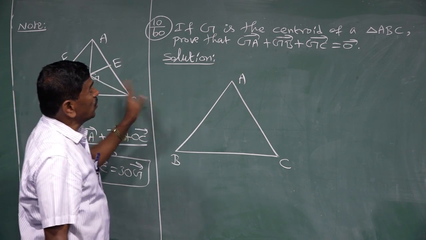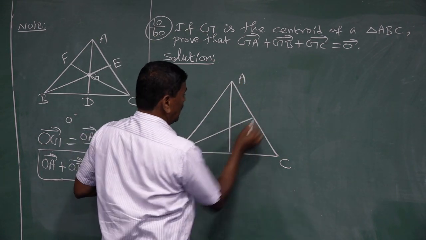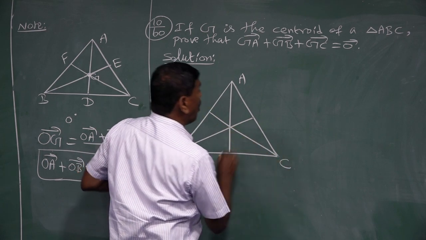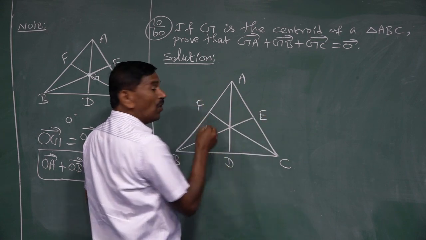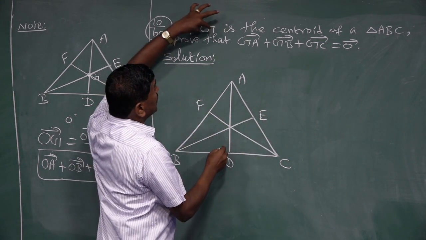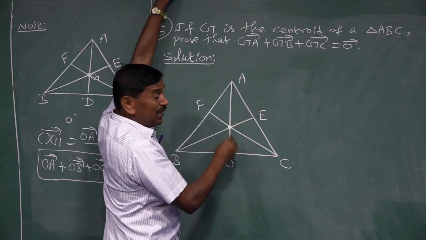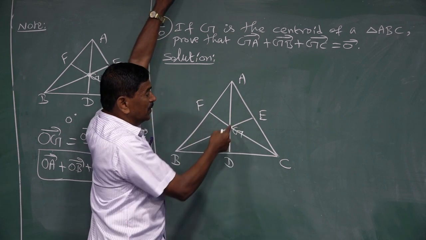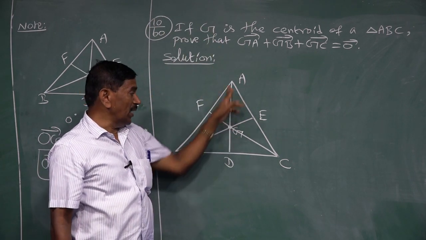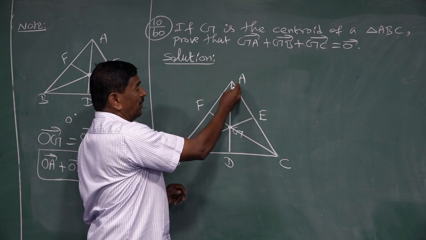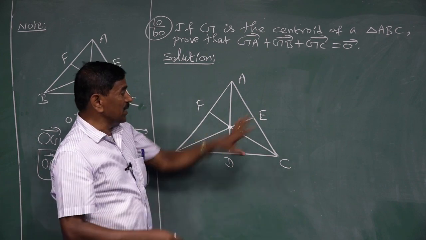We want to prove, see, AD, BE and CF are the medians. Given that G is the centroid of a triangle ABC. The point of intersection of the medians is called a centroid. Here G is the centroid of the triangle ABC. Then prove that GA vector plus GB vector plus GC vector equal to 0 vector. This result we want to prove.